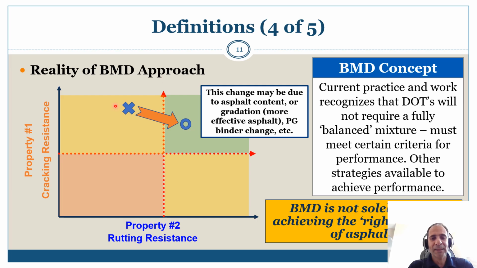But what we found out is there are other ways of moving that X into the green circle, which could be by altering the aggregate gradation so I can have more effective asphalt binder in my mix, using a different asphalt binder grade, a different PG grade, or changing the asphalt binder source without necessarily changing the PG of the asphalt binder. So there are multiple strategies available to achieve an acceptable performance.